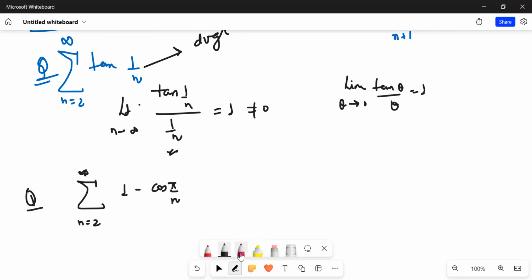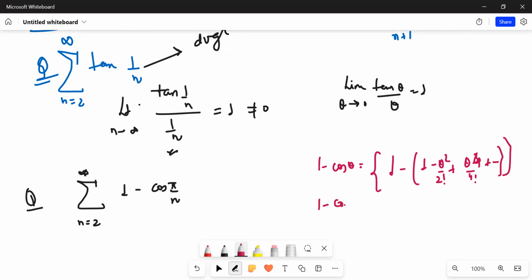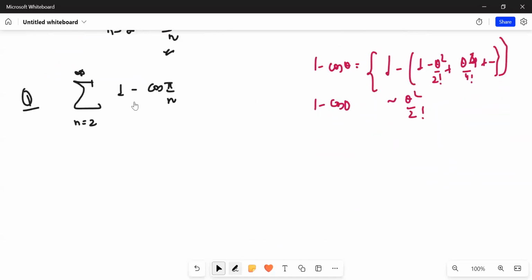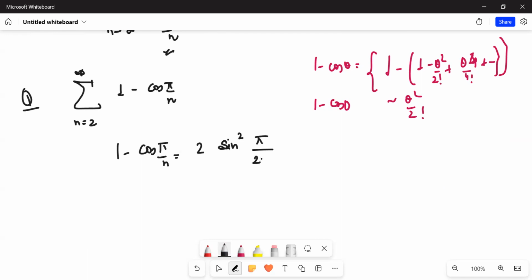So clearly remember that the leading term here is 1 minus cos theta. If I expand it in series, this is 1 minus theta square upon 2 factorial plus theta to the power 4 upon 4 factorial, and so on and so forth. So I can write that 1 minus cos theta can always be compared by theta square by 2 factorial. This is something that I can do. Having taken this idea, or otherwise you can convert it in the form of sine. So I can write 1 minus cos pi by n as simply 2 times sine square theta by 2.